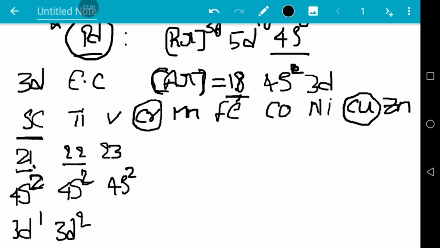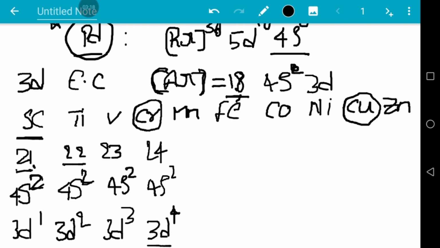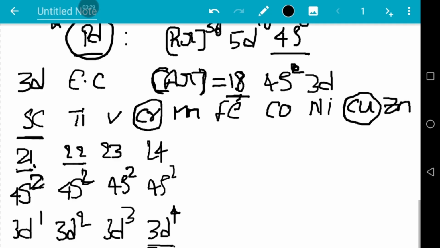Next chromium, what is the atomic number? That is 24, and 18 argon completed, then 6 electrons remain. You have to keep 2 electrons in the 4s and the remaining 4 electrons in 3d, so 3d4. But this is not the exact correct configuration. Why? Because the d subshell has 5 d orbitals. If one electron is present in each of the 5 d orbitals, it gets the half-filled configuration.